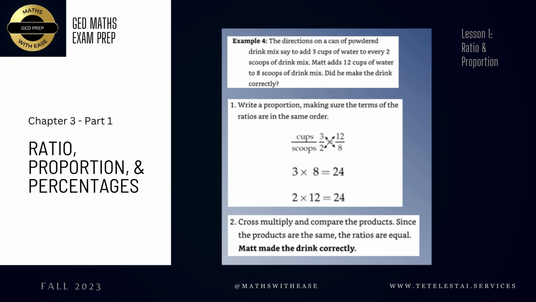2 times 12 is 24. 8 times 3 is 24. And since we have equal products, we know that he's made the drink correctly. Okay. So again, all you're doing is cross multiplying to make sure that you get the same number. And if you get the same number, then you know that these proportions are the same.